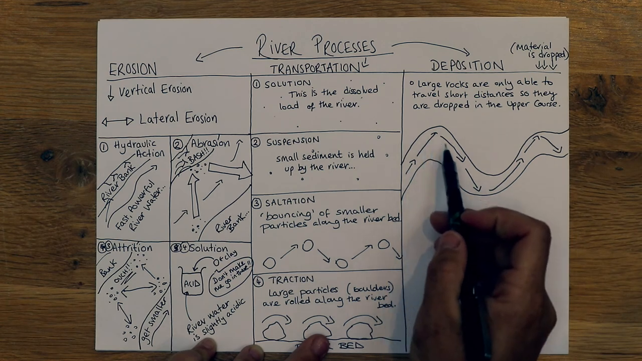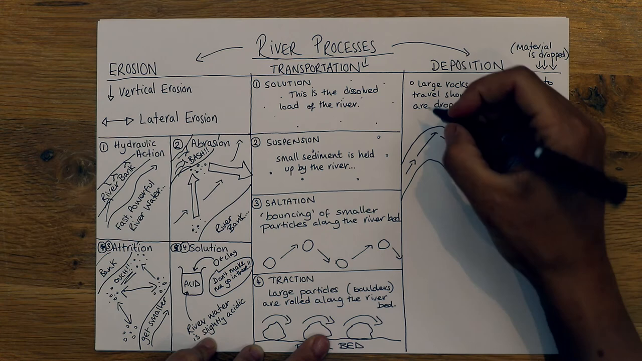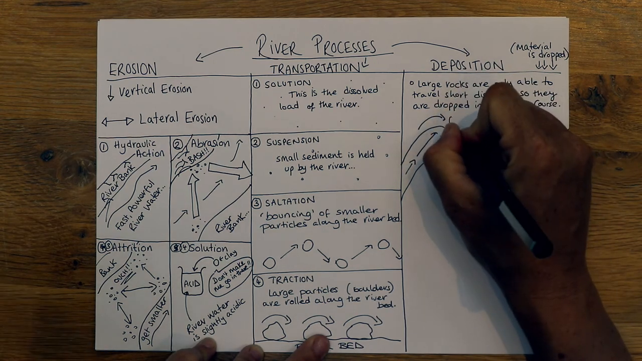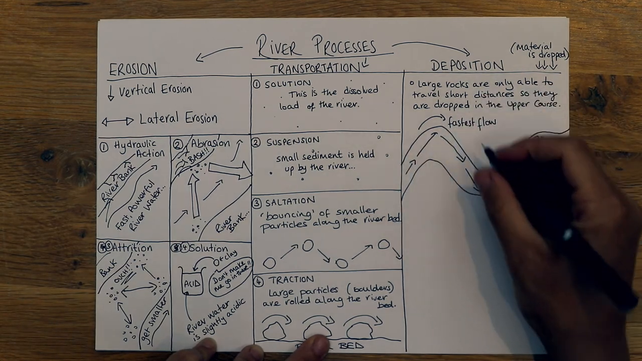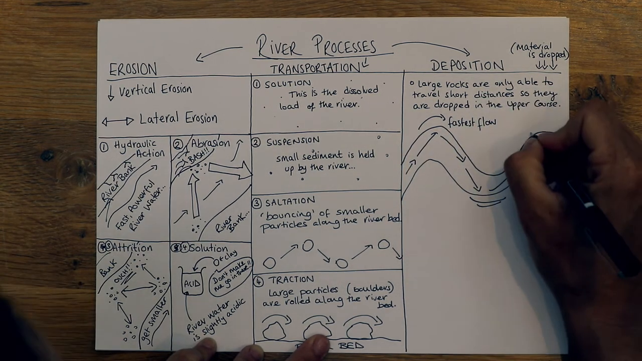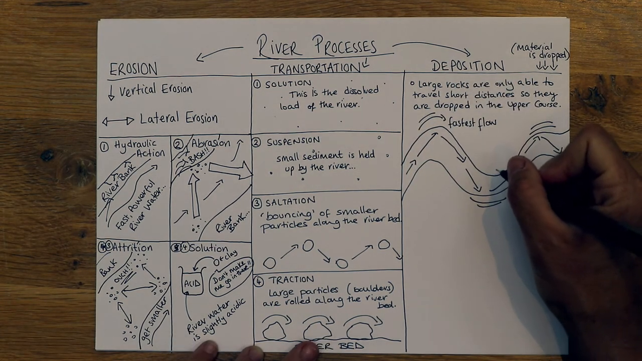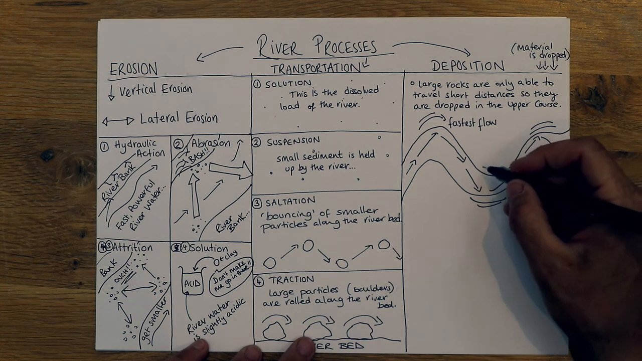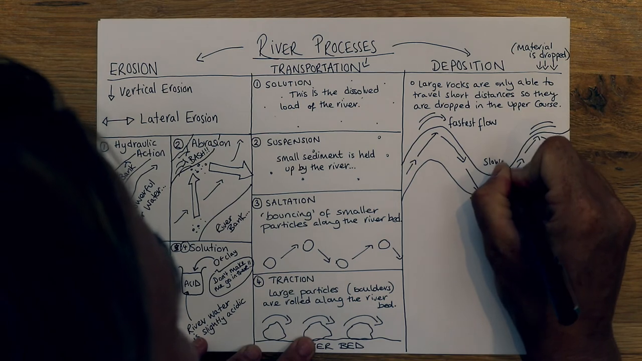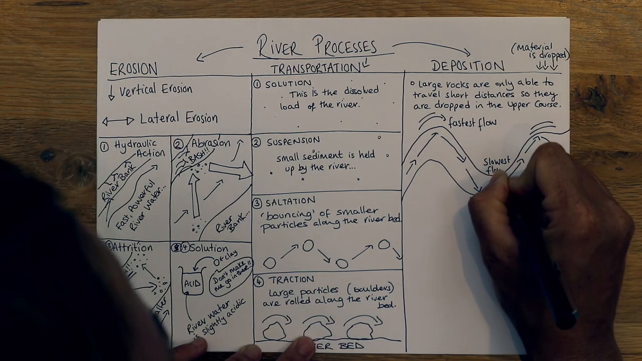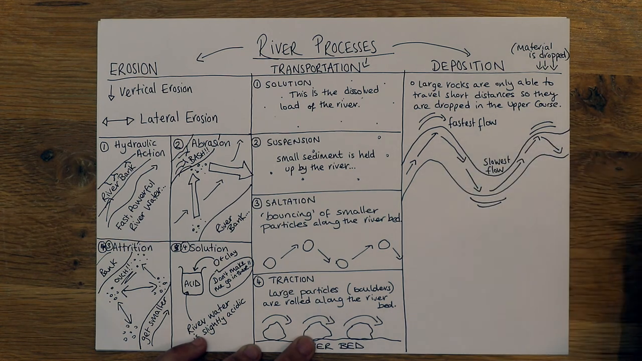So what we find is the speediest bit of the river, the most velocity, is around the outside of the corners, the fastest flow. That means the slowest part of the river is going to be on the inside. So slowest flow is here, okay? Now, it's also here and here.